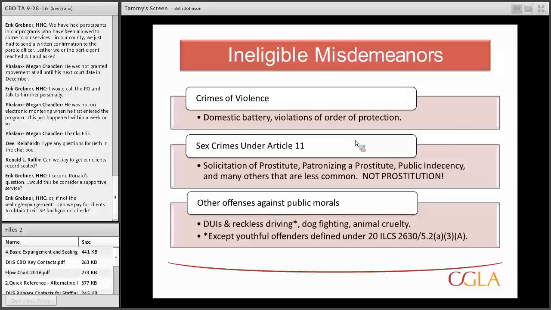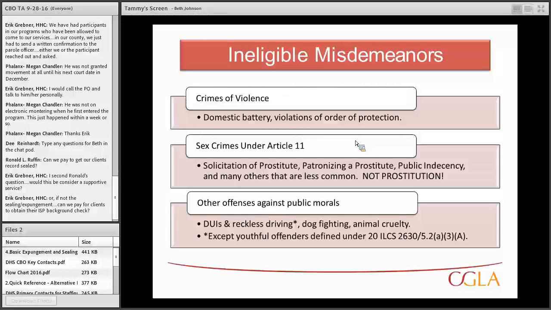So every misdemeanor conviction is eligible for sealing unless it's one of these. And this is a very short list compared to what it used to be. So domestic batteries are ineligible. Violations of order of protection. Any of these quote-unquote sex crimes under Article 11.